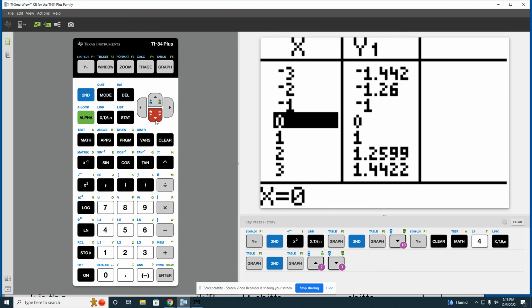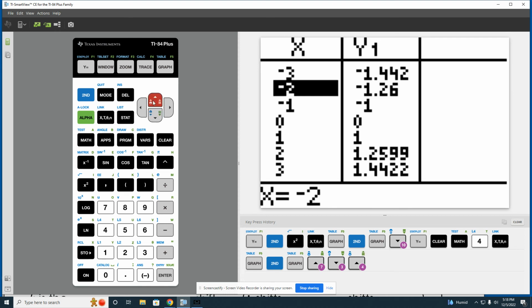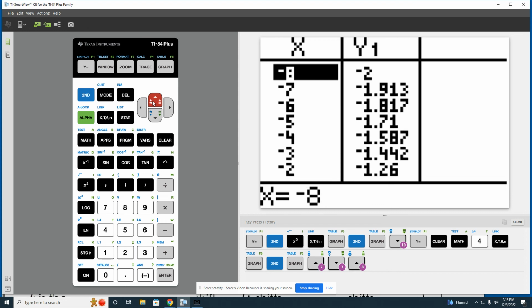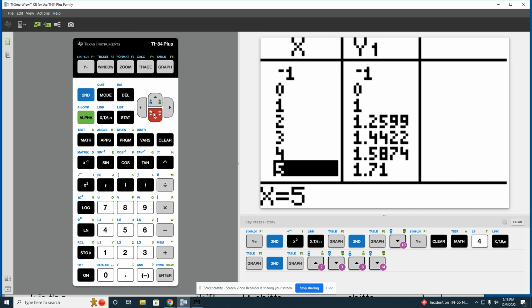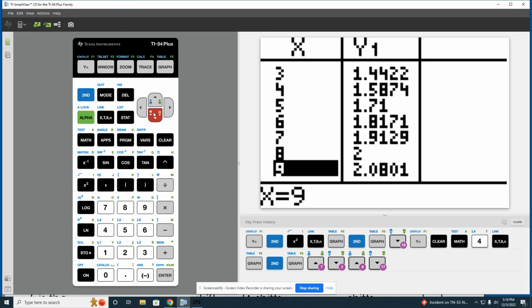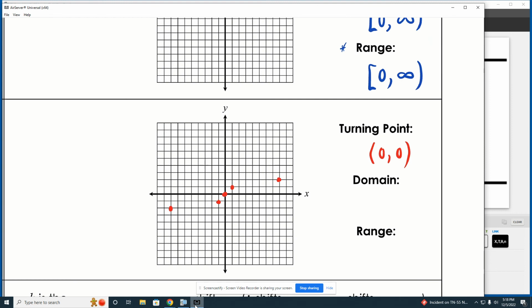Obviously, our turning point here was 0, 0. I'm going to mark that one. Then we got 1, 1, and we've got negative 1, negative 1. I'm going to go find a couple more points in both directions that are nice. I've got negative 8, negative 2, and I bet you know that we're going to have the same thing in the opposite direction. Let's just go make sure, double check. Sure enough, we have positive 8, positive 2. So let me go look at this with you.